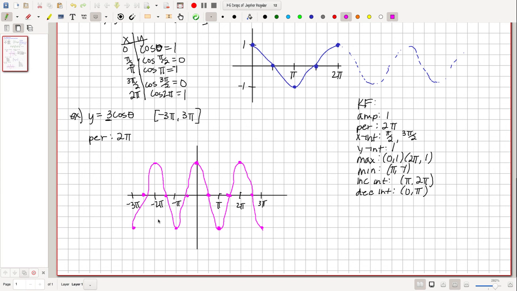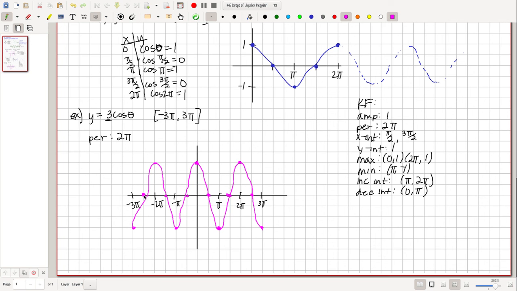Okay, so really, we see 3 full periods. I know here's a period and here's a period. This is half and this is half, but I can also look at it from here to here is a period, here to here is a period, and here to here is a period. So in this entire graph, we're seeing 3 full periods. As far as the key features, we've talked about the amplitude was 3. We've got the period as 2 pi.